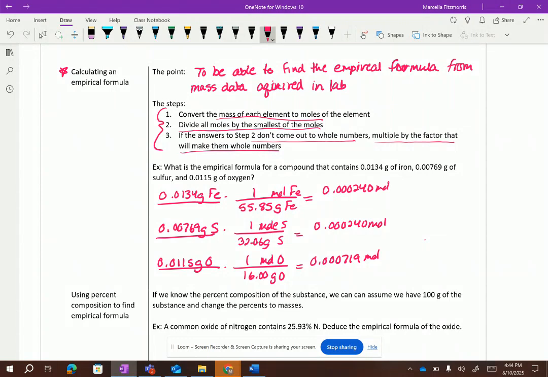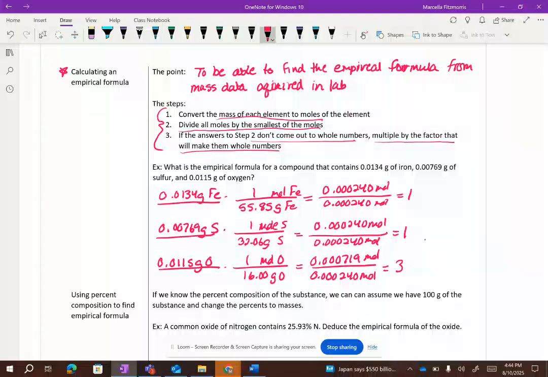So of these three, 0.000240 is the lowest moles we got. So we're going to divide all by that number. What happens now is that this one is now 1, this one's now 1, and this one is now 3. Now we're not too worried about decimal places on this. If it's really close to 1 or really close to 2 or really close to 3, because that's what we're trying to get to, a whole number, then we just go ahead and write that number. Now if it's like 0.25 or 0.2, that's a different story. And we'll deal with that on another page.